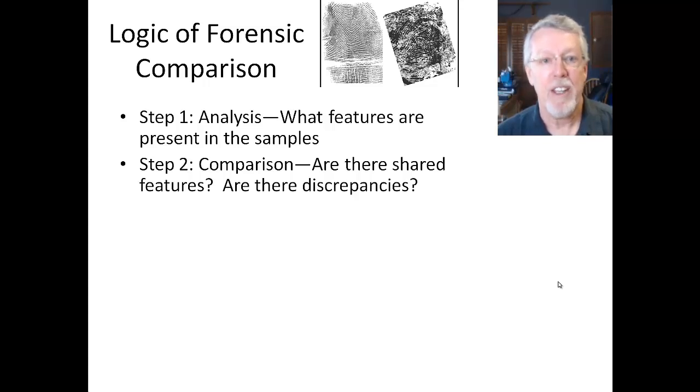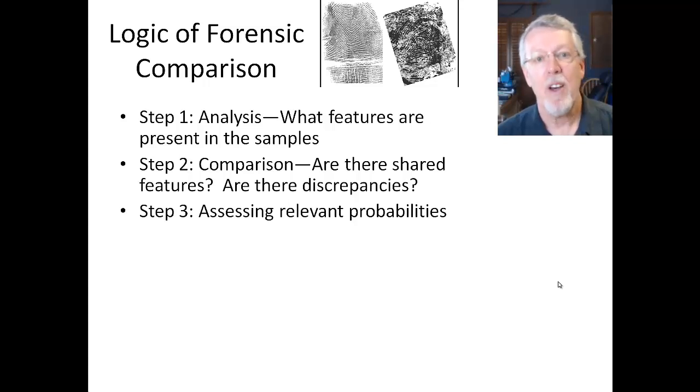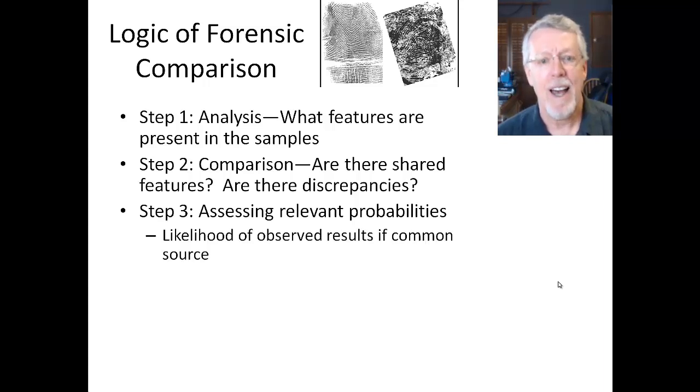It's at this point that the examiner goes to step 3, where probability becomes relevant. Having observed similarities and differences between the 2 items, the examiner has to ask, how likely are the observed results that I see when comparing these 2 items if they have a common source? For example, if there are major discrepancies between the 2 items that would be unlikely to be observed if they have the same source, then the analysis is easy.